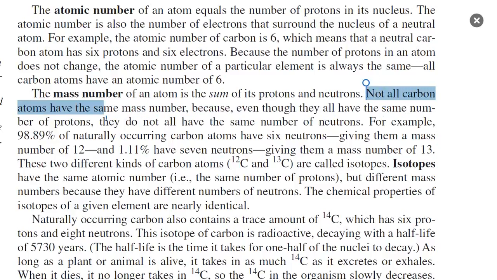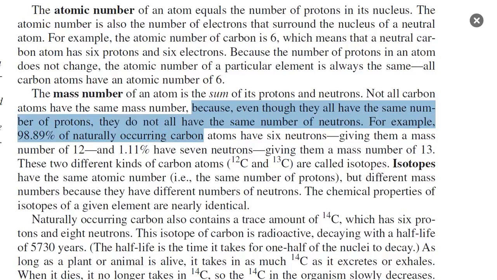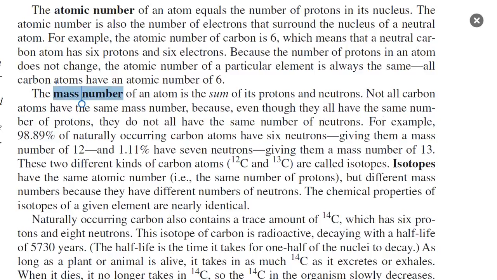Not all carbon atoms have the same mass number. That's what you're going to find. Because the number of protons and neutrons is not the same for all the carbon atoms, the mass number is not going to be the same. The atomic number will be the same. All carbon atoms have the same number of protons, but they do not have the same number of neutrons.